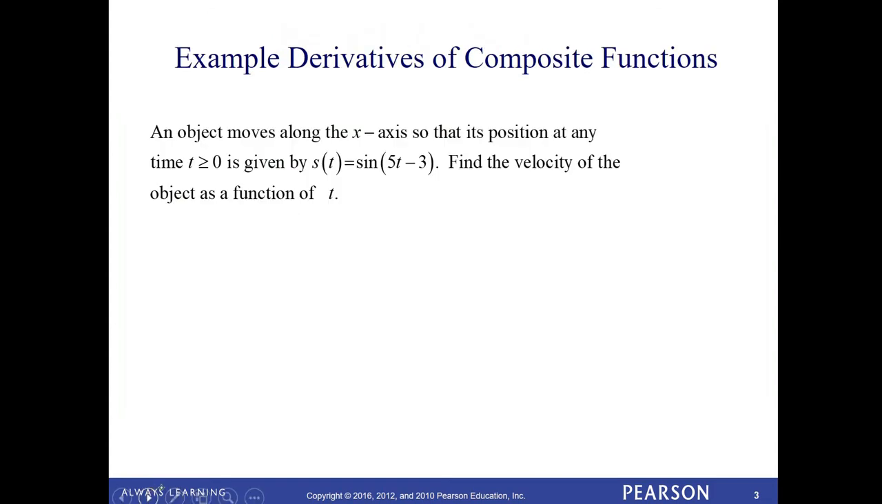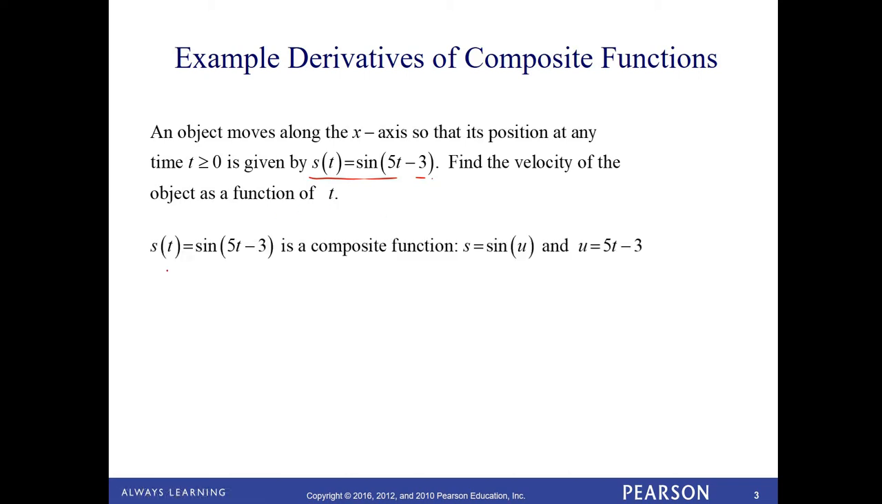examples, derivatives of composite functions. So an object moves along the x-axis so that its position at any time is given by this function, which is a composite function. Find the velocity of the function as a function of t. So velocity is the first derivative. So the first thing they do is they write s of t equals sine of 5t minus 3 as a composite. So s equals sine of u, and u equals 5t minus 3, our u substitution.